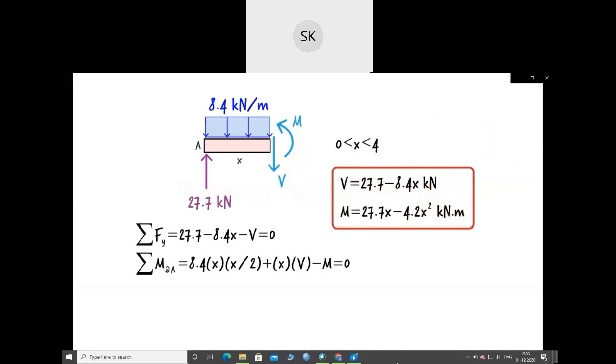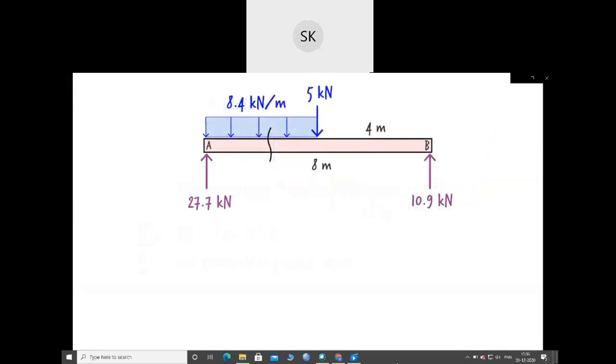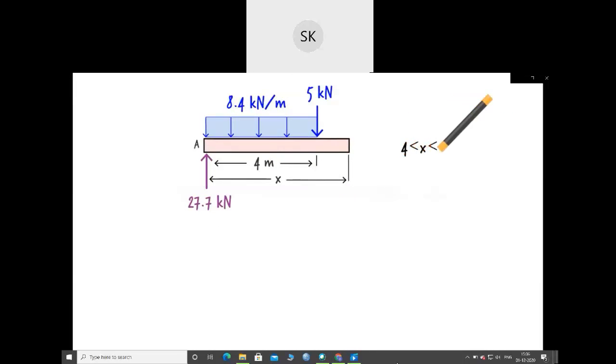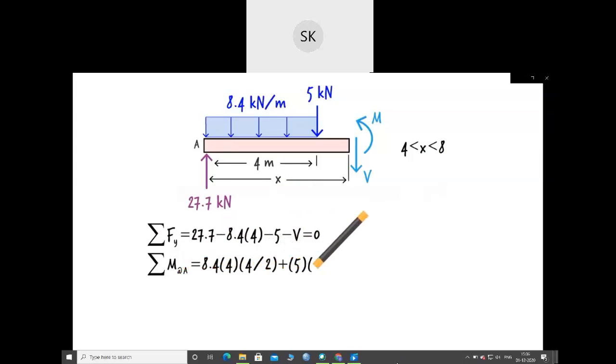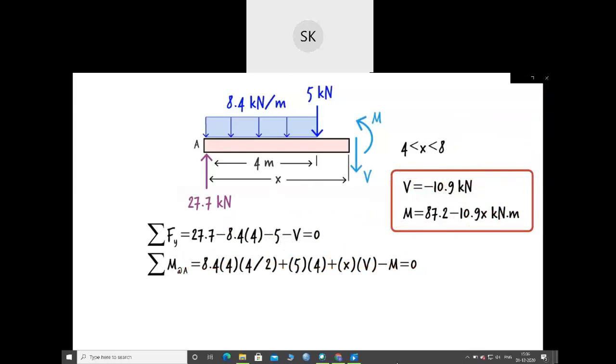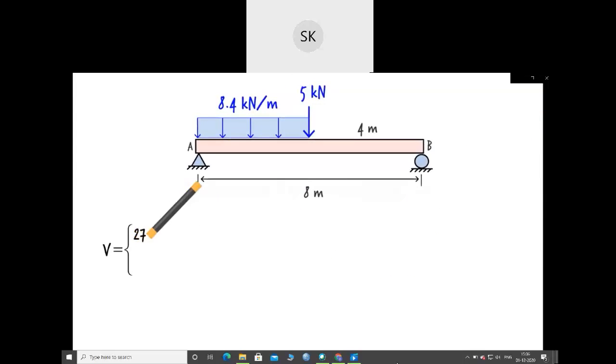beam. For the right half of the beam, we cut it at some distance x from the origin, where x could take any value between 4 and 8. This free body diagram results in the following equilibrium equations, which would give us these shear and moment equations. Here is the summary of the results.